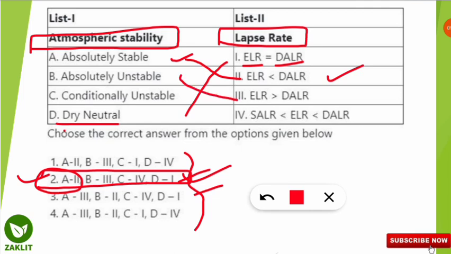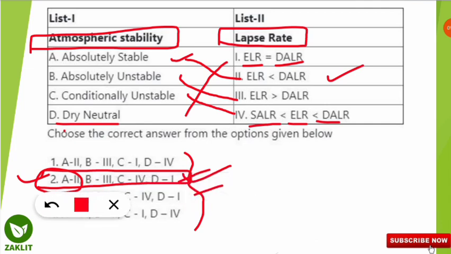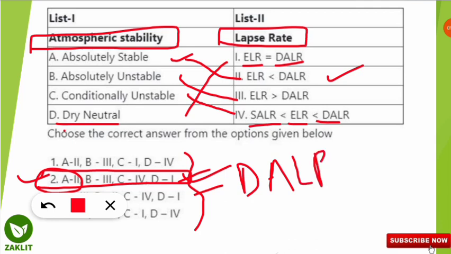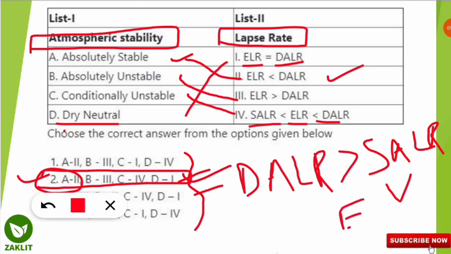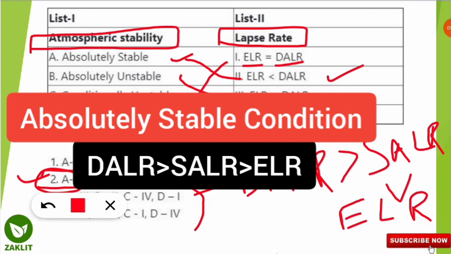And then the conditionally unstable condition prevails when the saturated adiabatic lapse rate is lesser than the environmental lapse rate, and the dry adiabatic lapse rate is greater than the environmental lapse rate. One more thing I would like to say: when we talk about the absolutely stable condition, you should remember that in it the dry adiabatic lapse rate is greater than the saturated adiabatic lapse rate, and the saturated adiabatic lapse rate is greater than the ELR, that is the environmental lapse rate. So this thing you should remember. Now I think it is more clear.